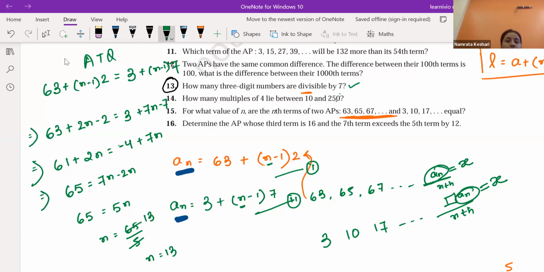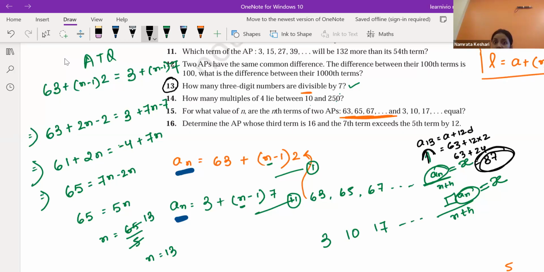If you want me to show it, the 13th term of the first AP, please check it. This part you don't have to write anywhere, just for rechecking purpose. The 13th term of the first AP will be a plus n minus 1 into d, that means 12d. That means your a is 63 plus 12 into common difference 2. You will have 63 plus 24, and you will have 87. The 13th term over here is 87.